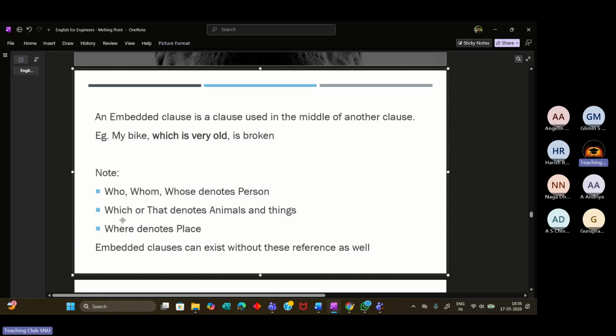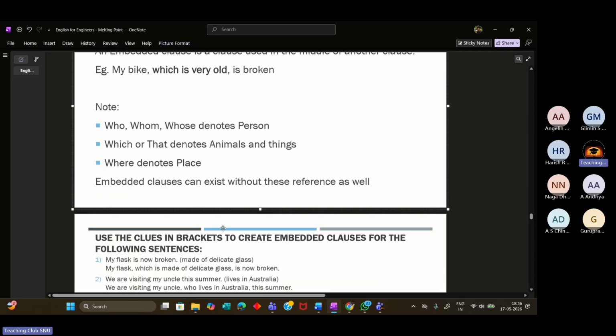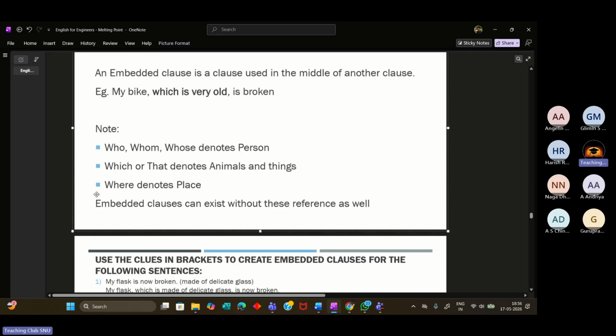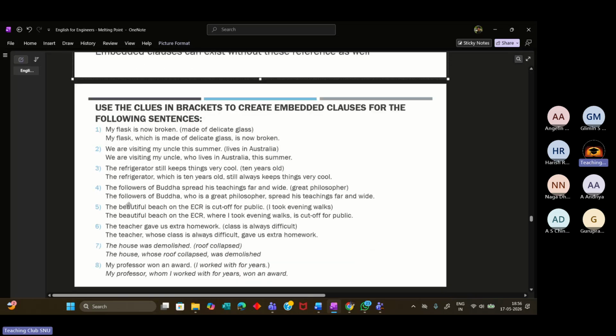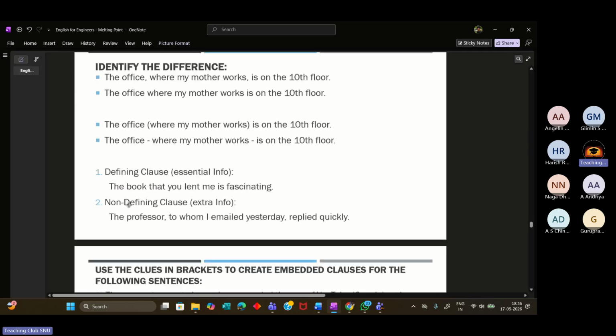Who, whom, or whose denotes the person involved. Which or that denotes the animals and things involved. Where denotes the place. And we can make an embedded clause without any of these as well.